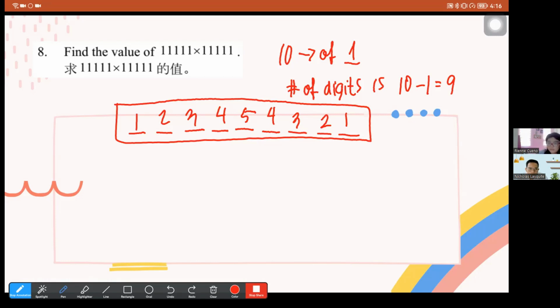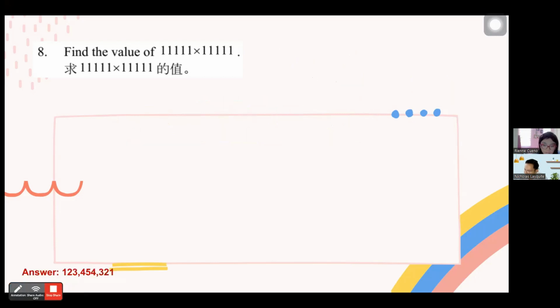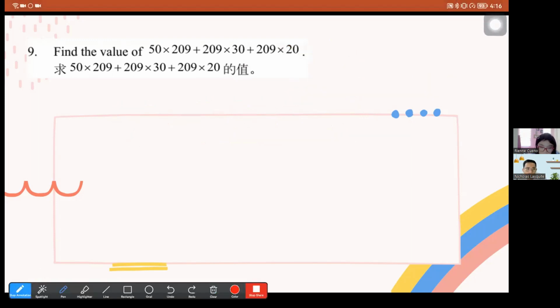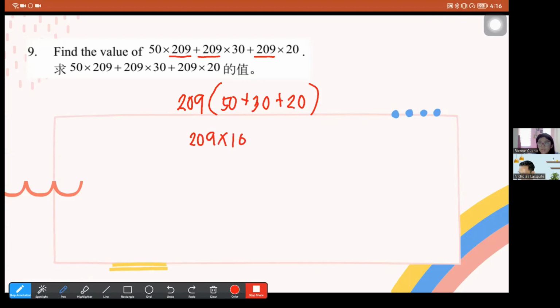Let's go to number 9. Find the value of this one. This is very easy. As you can notice, we can factor out 209. We have 209 here, 209 and 209. So when we factor out 209 and put it outside the parentheses, we have 50 plus 30 plus 20. Okay? So that would be equal to 209 times 100. So the answer here is 209 and then you add 2 zeros, or 20,900.